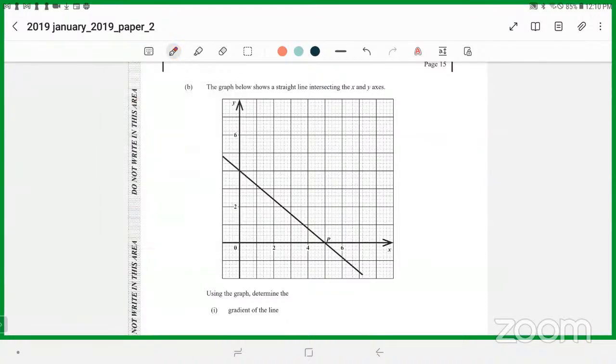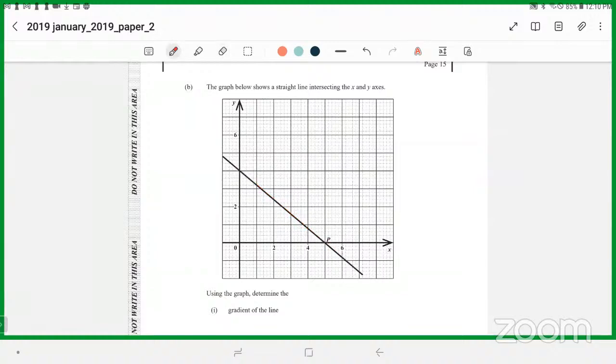This line has a negative gradient because going from left to right, it is sloping downwards. So it has a negative gradient. So if you calculate the gradient, it has to be negative. Don't give it away. All right, let's see what it says.